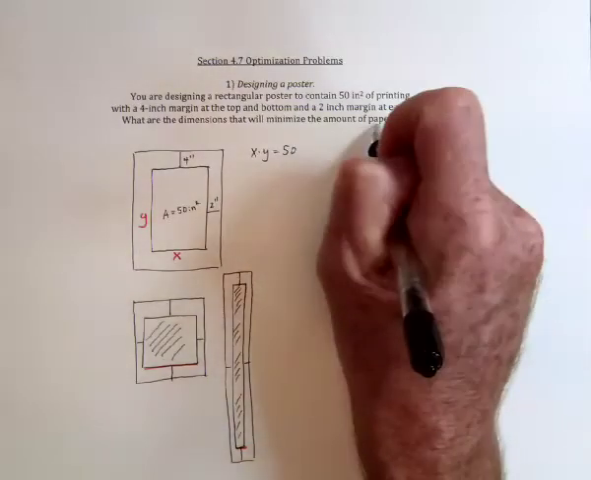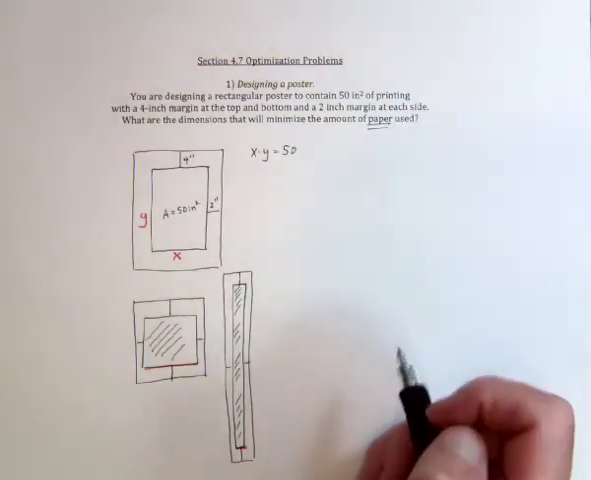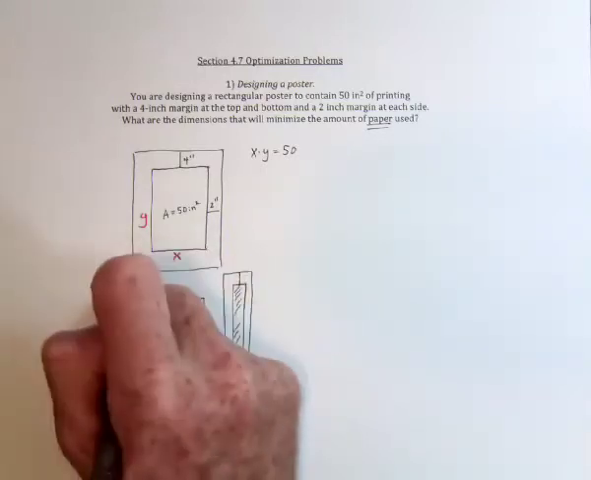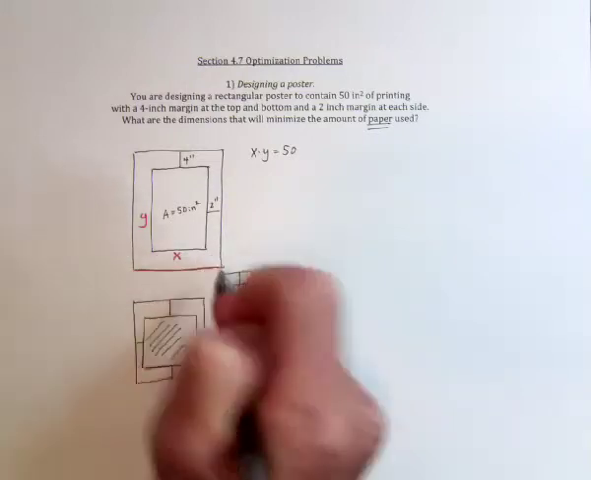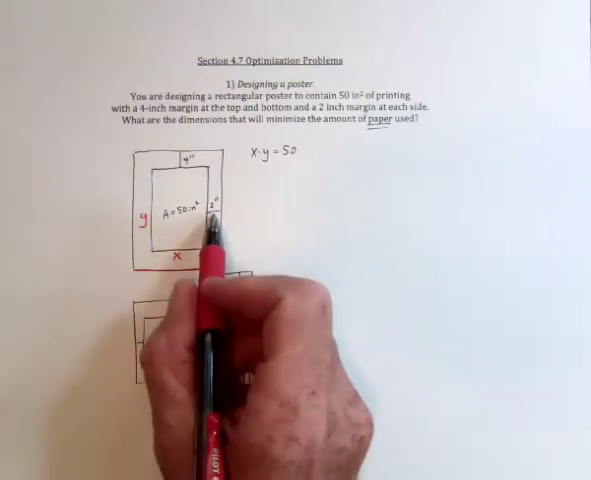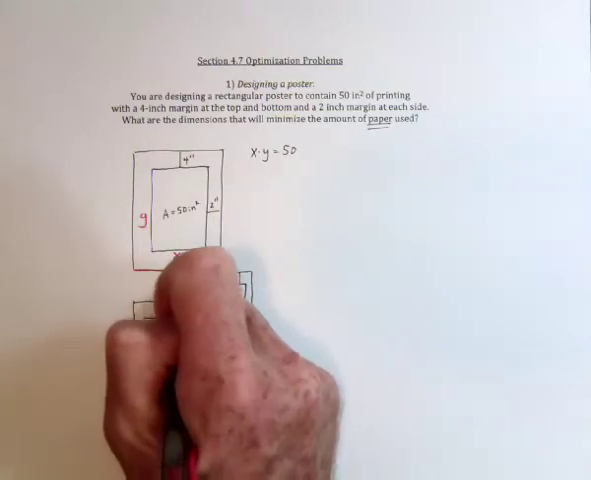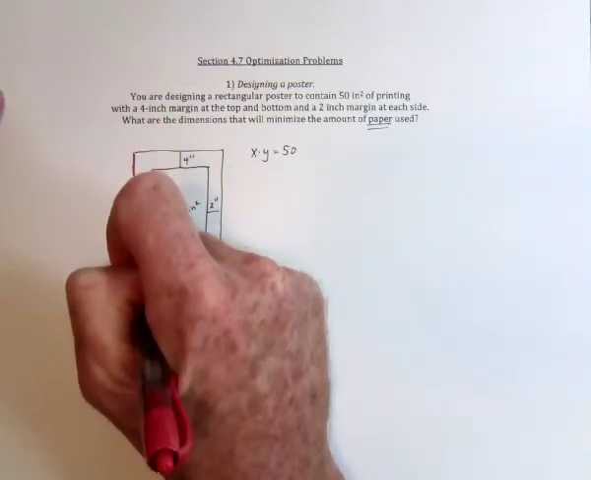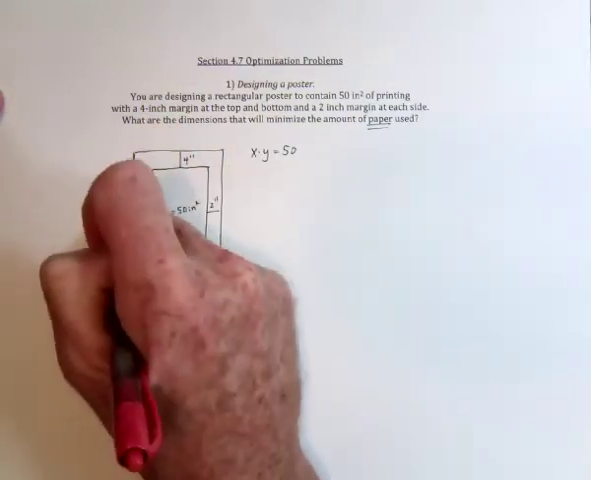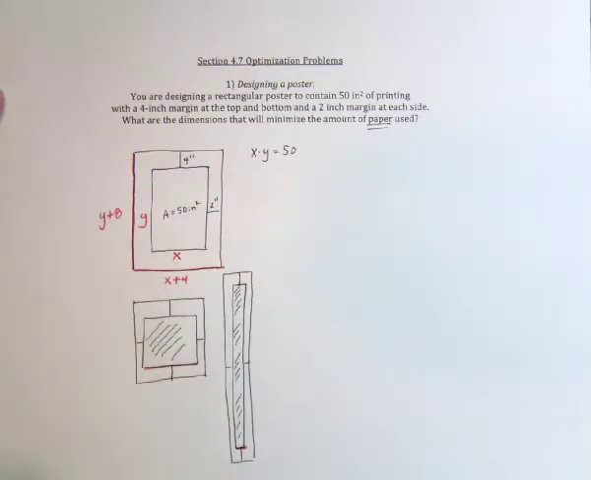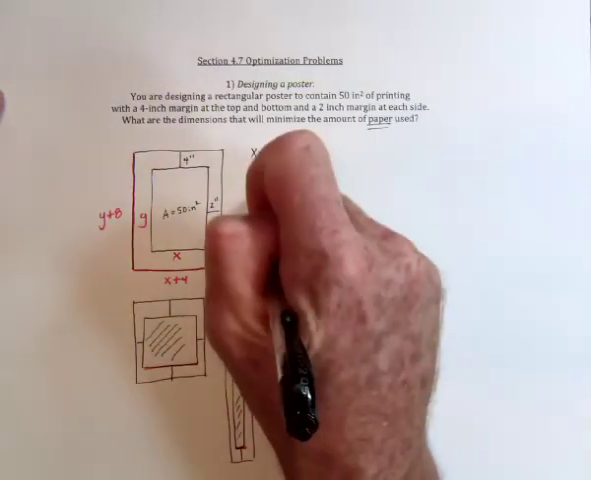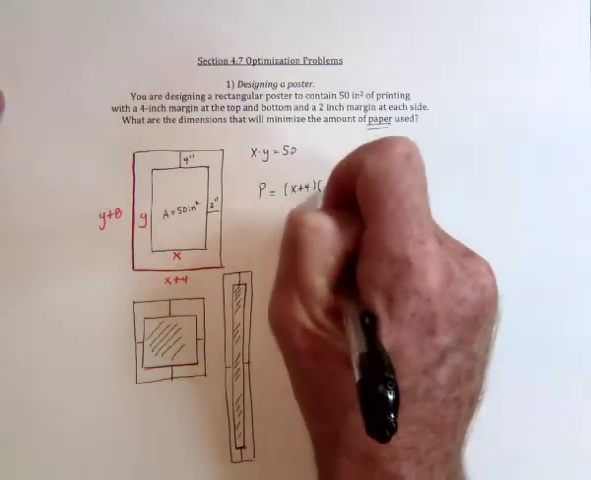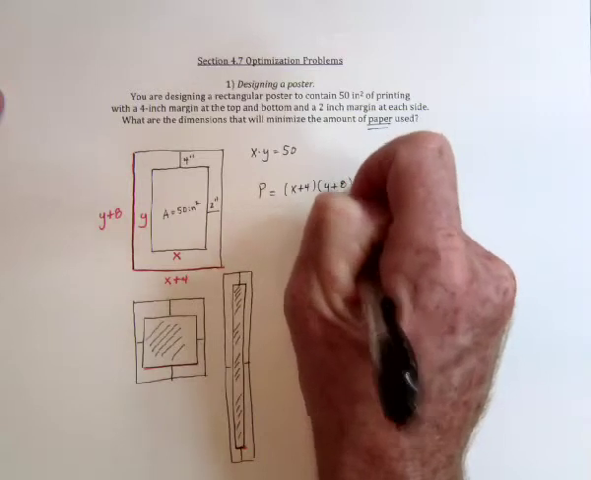But then the problem is asking about the amount of paper used. So the amount of paper used is going to be, well, that's going to be the whole poster. So you need this whole side, which is X, plus 2 inches on that side and 2 inches on that side. So it's X plus 4. Likewise, this is going to be Y with 4 at the top and 4 at the bottom. So that's going to be Y plus 8. So the amount of paper used, P, is going to be X plus 4 times Y plus 8.